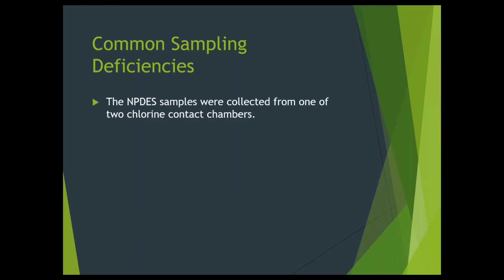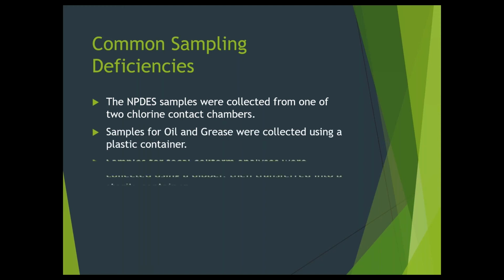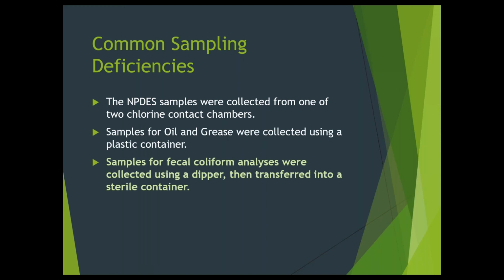And then if you have 2 chlorine contact chambers, some large facilities have 2 because they go to different locations. They might have a reuse, or they might have a city distribution, or they send it to an industry. Well, we want to know what the whole influent is. So find a way to put those back together or sample before you split them. And then sampling oil and grease using a plastic container, that's a no-no.